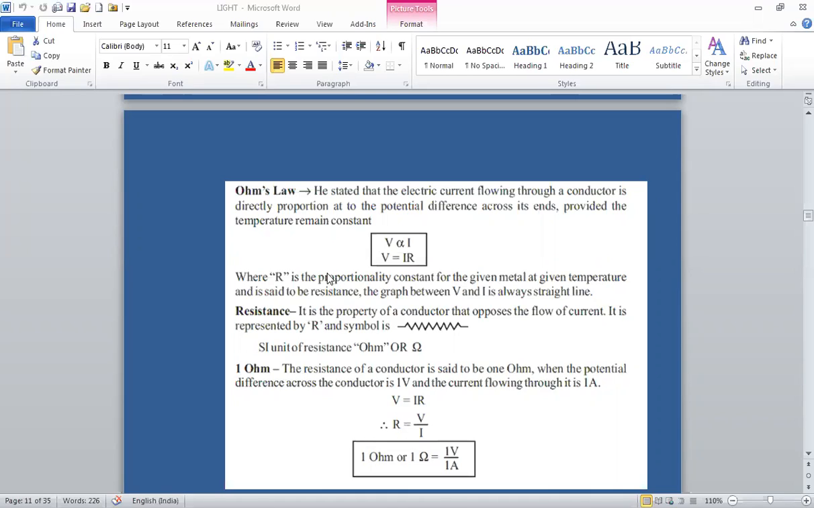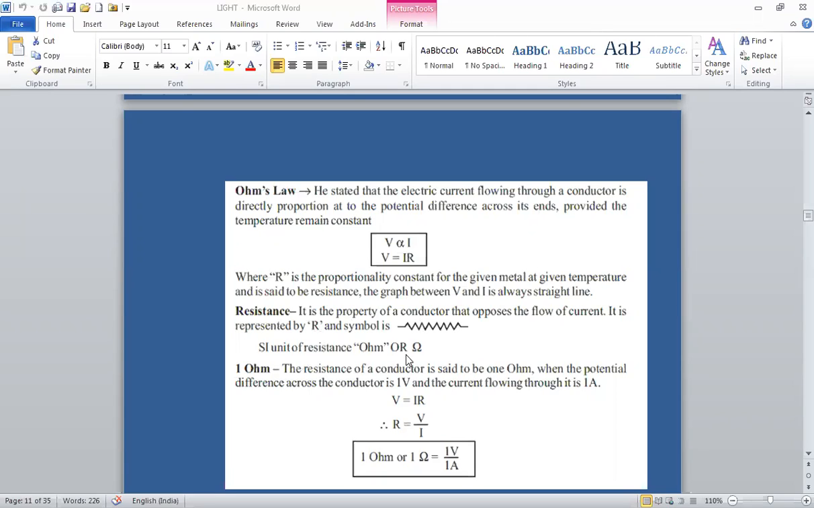So we can also say resistance is the property of a conductor that opposes the flow of electric current. It is represented by R and its symbol is this. The SI unit of resistance is ohm.